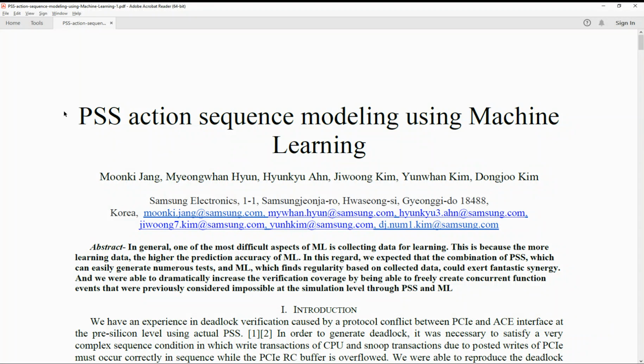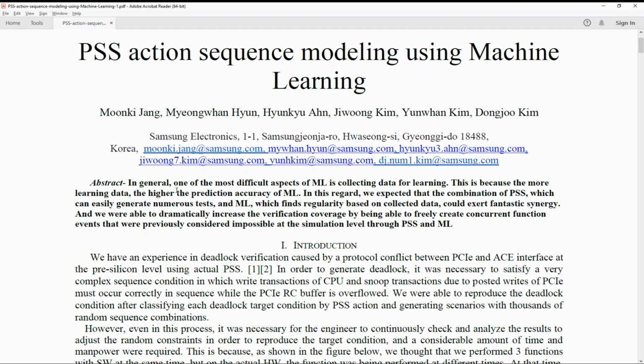The PSS action sequence modeling using machine learning, DVCon 2020, DVCon 2022 abstract. In general, one of the most difficult aspects of ML, machine learning, is collecting data for learning. This is because the more learning data, the higher the prediction accuracy of ML.